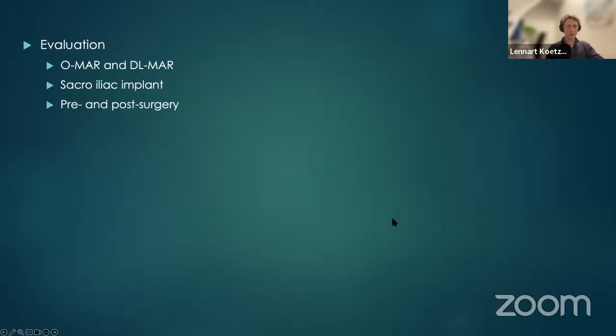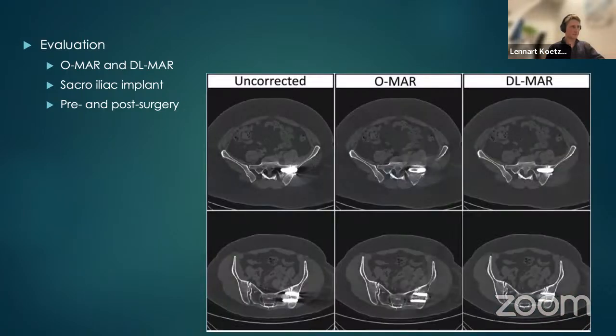To evaluate their algorithm, they applied their own algorithm and Philips OMAR, which is a sacroiliac implant metal artifact reduction, to patients who got a sacroiliac implant, resulting in these images. Here we can see the uncorrected images showing beam hardening artifacts and photon starvation artifacts. Here you can see the streaks. I think you all know the images.